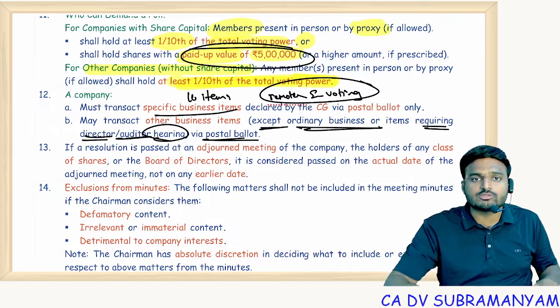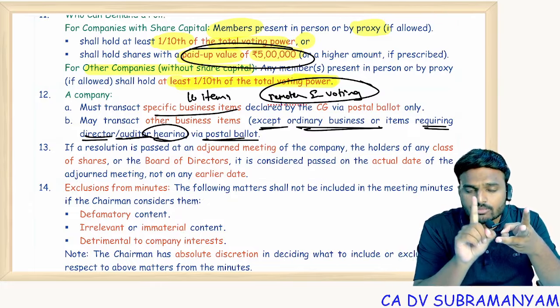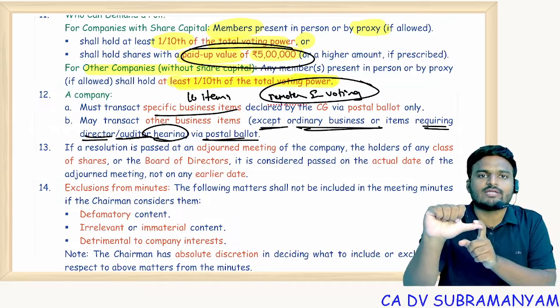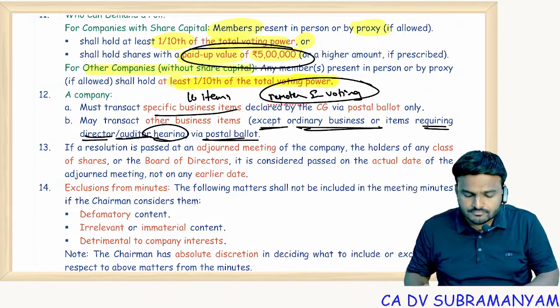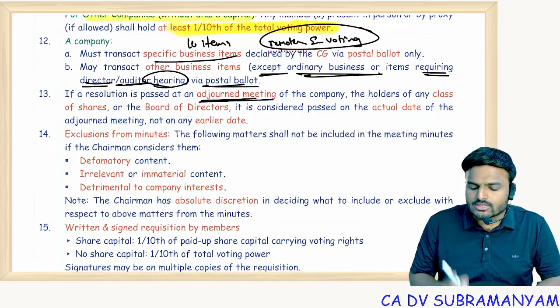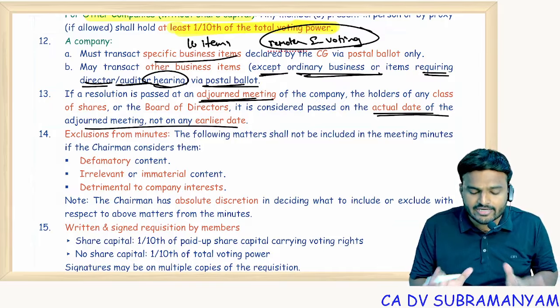What are the 6 proposals? Adoption of financial statements, declaration of dividends, director's appointment in the place of those retiring one, appointment of the auditor, removal of the auditor, removal of the director. These 6 proposals, postal ballot not allowed. Next one, if a resolution is passed at adjourned meeting, the effective date of the resolution would be adjourned meeting date only, but not earlier date.